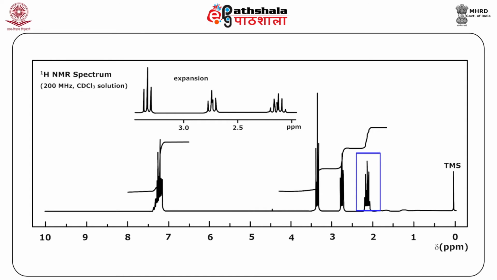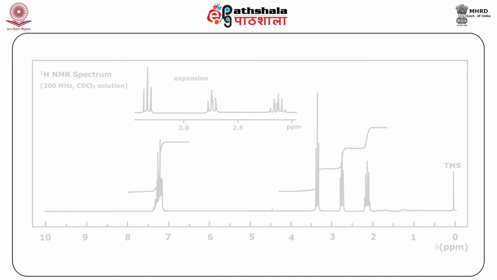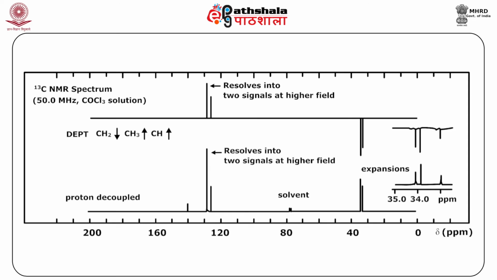A quintet at 2.2 chemical shift value for 2 protons suggests the presence of a CH2, CH2 and CH2 moiety, where these 2 protons are linked to 2 protons on either side with different chemical shift values. Let's look into the carbon-13 NMR spectrum and the DEPT spectrum. The 13C spectrum shows a total of 7 peaks, out of which 4 peaks are for the aromatic or olefinic carbons and 3 peaks for the aliphatic carbons.